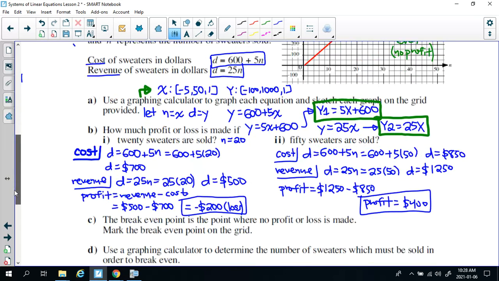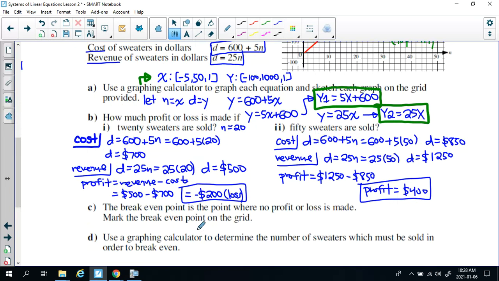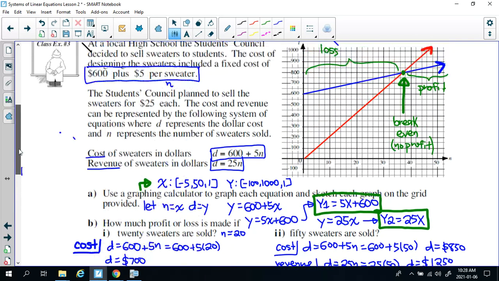Okay, now, D says use the graphing calculator to determine the number of sweaters that must be sold in order to break even. So we're going to use the calculator to figure out what that break-even point is. I could estimate it off the graph here, but I sketched these lines, so this point is probably not completely accurate. So let's use the graphing calculator to do this.